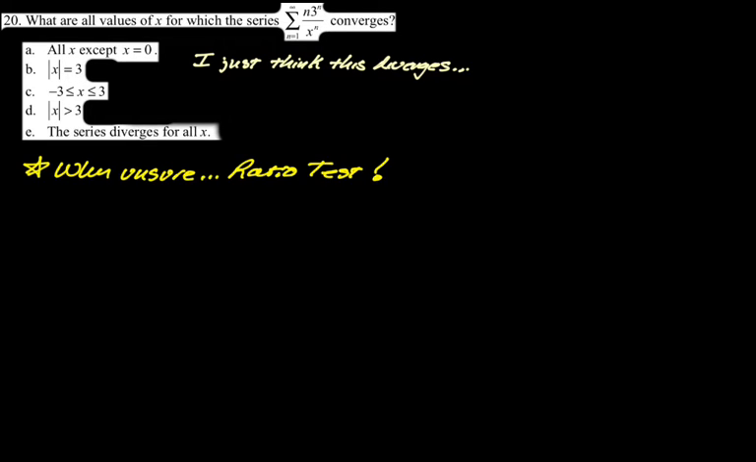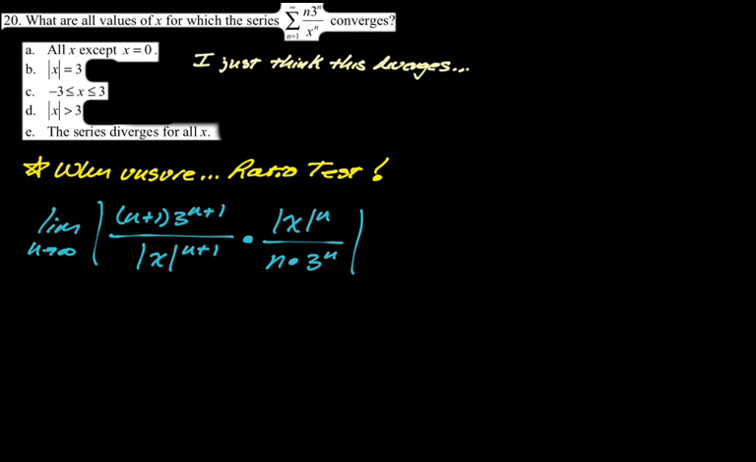Let's look at the next one. What are all values of x for which the sum of, so this is a little weird because the x is in the denominator, but the sum from 1 to infinity of n times 3 to the n over x to the n converges. All right, so I look at this and in my mind, I'm like, I don't think this converges. I just think it diverges. So I'm going to do the work anyway because I don't actually know that, but that's my instinct on this problem. When I'm uncertain of what to do with the series, I basically just use the ratio test and hope that it works.